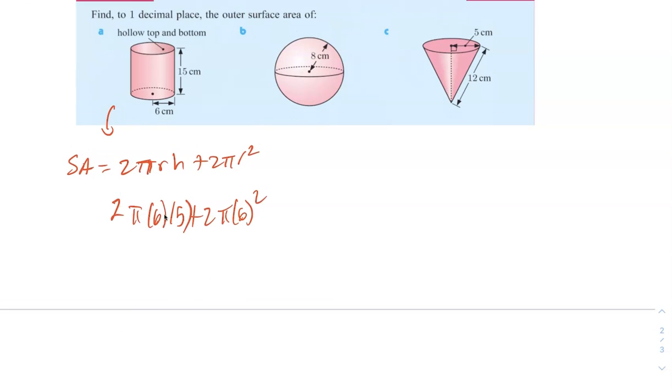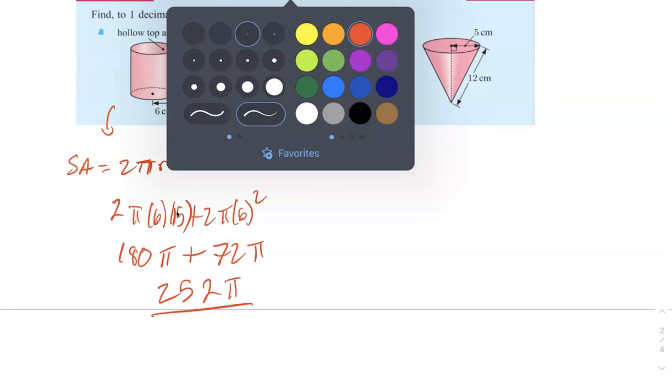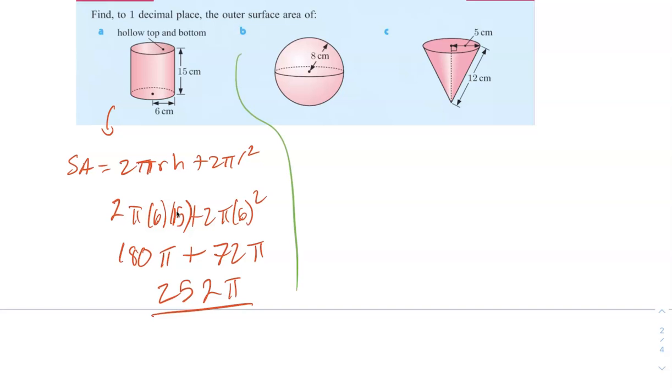Okay, I'll probably simplify this by hand. That's a 15, so maybe not. Let me keep it in pi. 6 times 15, so that's 60 plus 30, so 90 times 2 is 180 pi. It's 36 times 2, so 72 pi. And 252 pi. So if you want to keep it in pi, it's 252 pi. If you want to put it in your calculator, feel free to put it in your calculator.